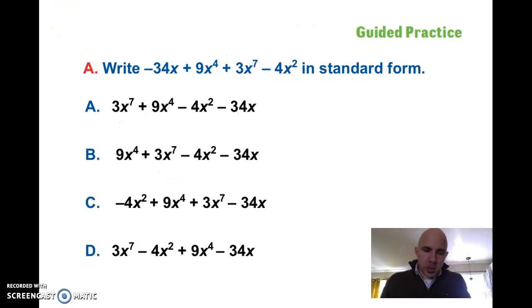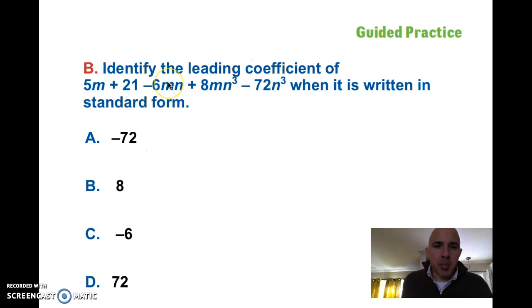Thanks. This is your chance to work on these problems. You want to write negative 34x plus 9x^4 plus 3x^7 minus 4x squared in standard form. A, B, C, or D. Good luck. Welcome back. We're going to work on letter B. Identify the leading coefficient and write it in standard form. Good luck. Let me know what you think.